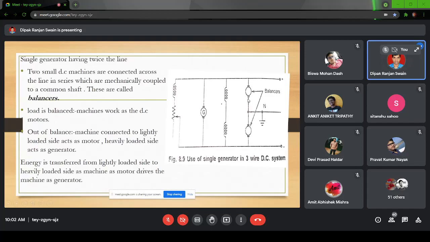Clear? But when it is balanced, there is no prime mover. Both of them are operating at the same speed, and both are subjected to the same potential. So they cannot run as generators.